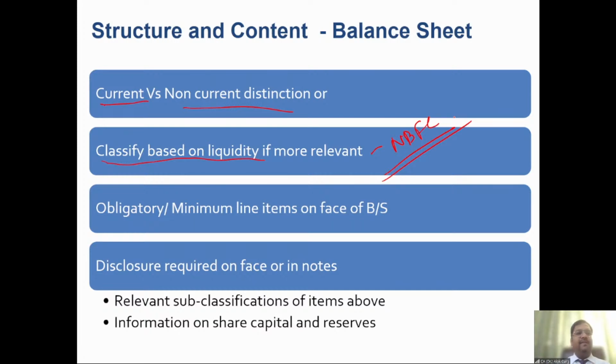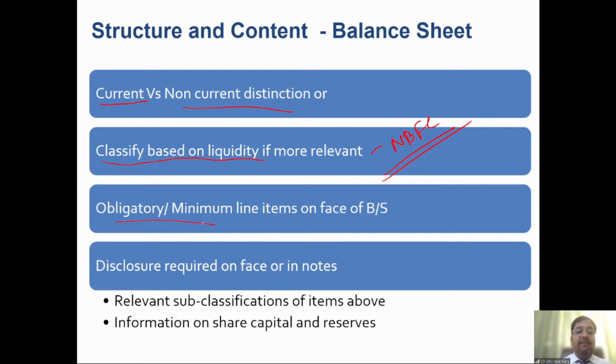When will it be more relevant, sir? For example, the company is not preparing the accounts on a going concern basis. It is preparing the accounts on realizable basis. In that case, the classification on the basis of liquidity is more relevant, right? And in this case, applying Ind AS 1, that entity has to present its financial statement or balance sheet on the basis of liquidity classification, right?